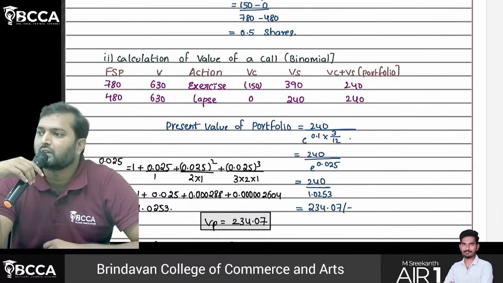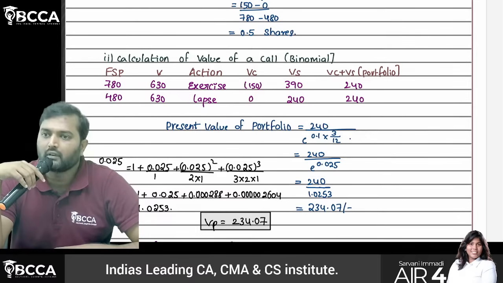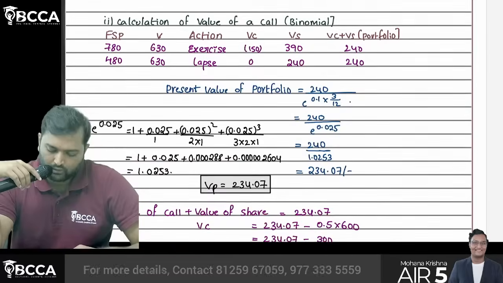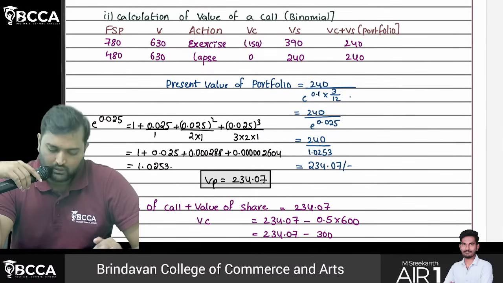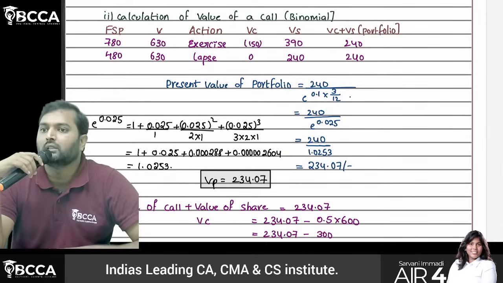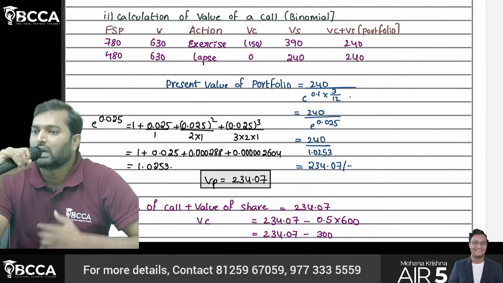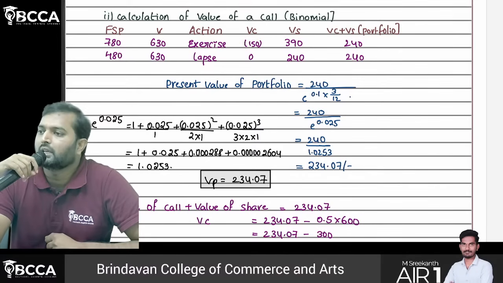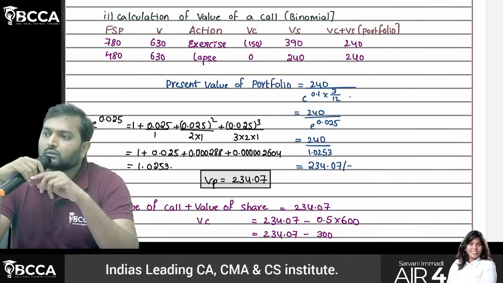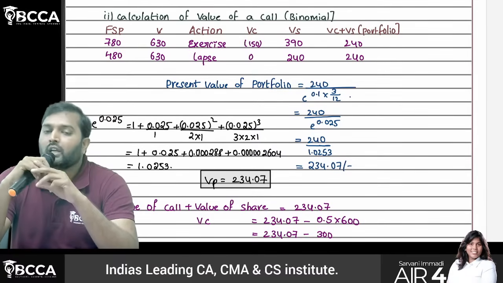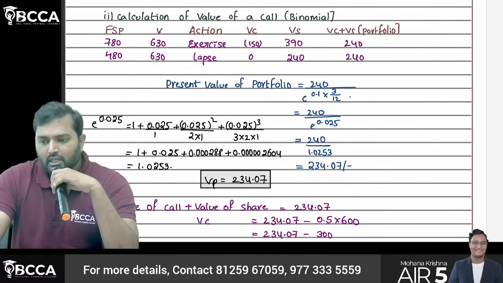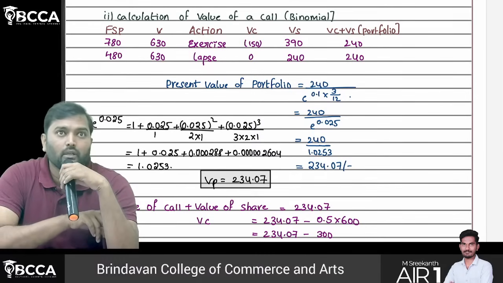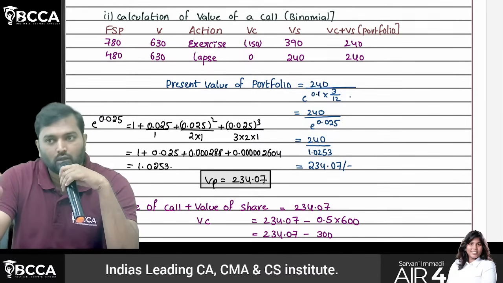I should bring it to the present value. So 240 divided by e power 0.1 into 3 by 12. If I bring it to the present value, I am getting 234.07. What is this 234.07? This is the value of the portfolio as on today. My portfolio contains what? Call option and share, 0.5 share. If you remove the share value from this portfolio value, the remaining balance will be the value of a call.